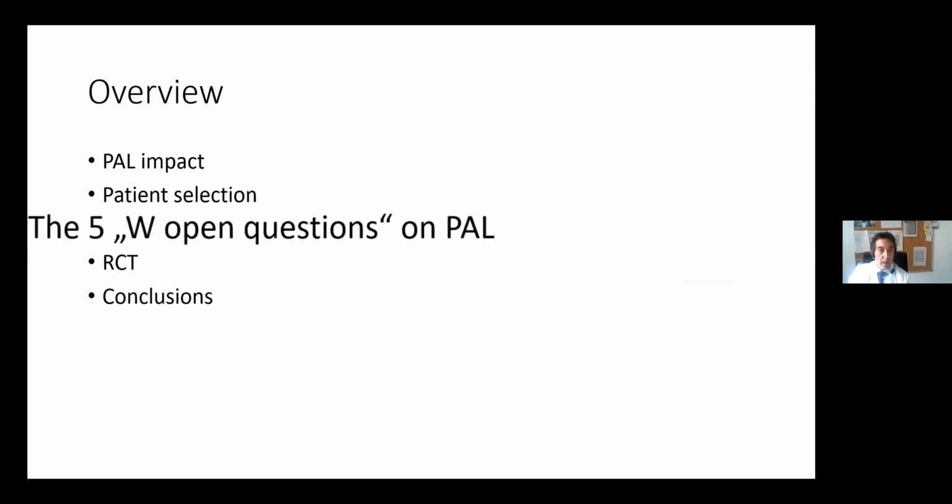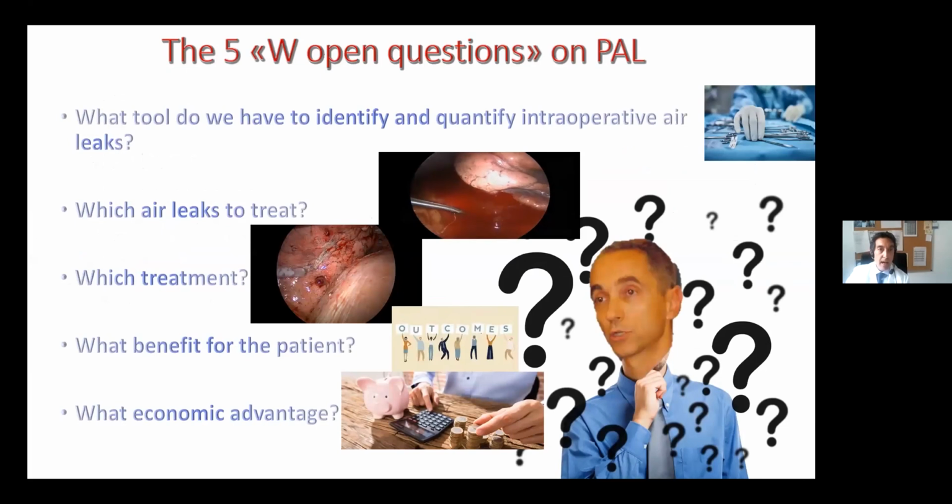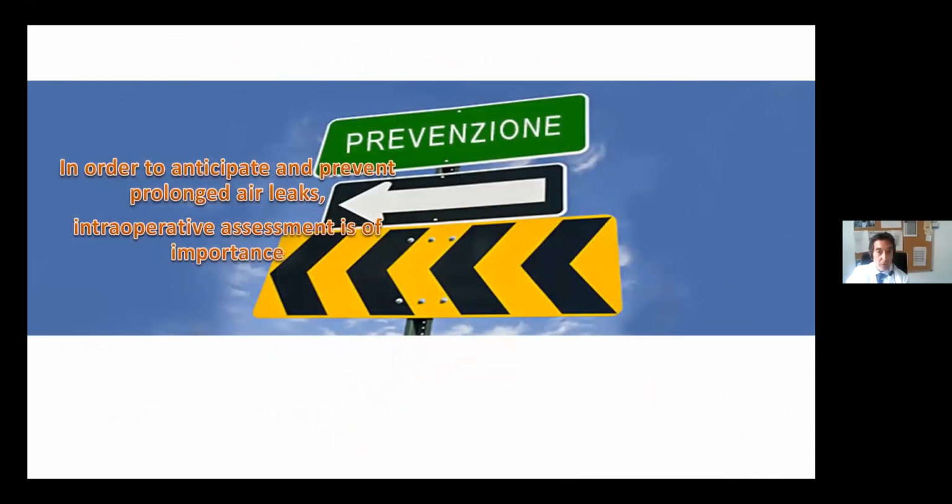So now we are going to analyze the five W open questions on prolonged air leak. What tool do we have to identify and quantify intraoperative air leak? Which air leak to treat and which treatment? And what benefit for the patient and what economic advantage? Those were the questions that we tried to answer also with our randomized controlled trial.